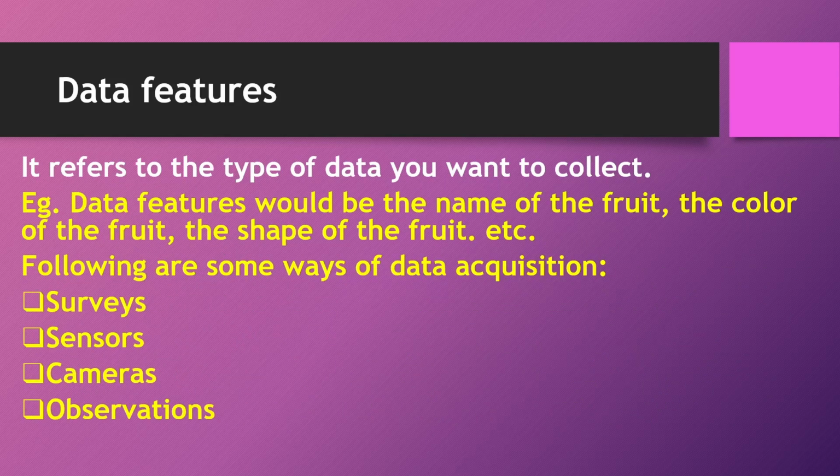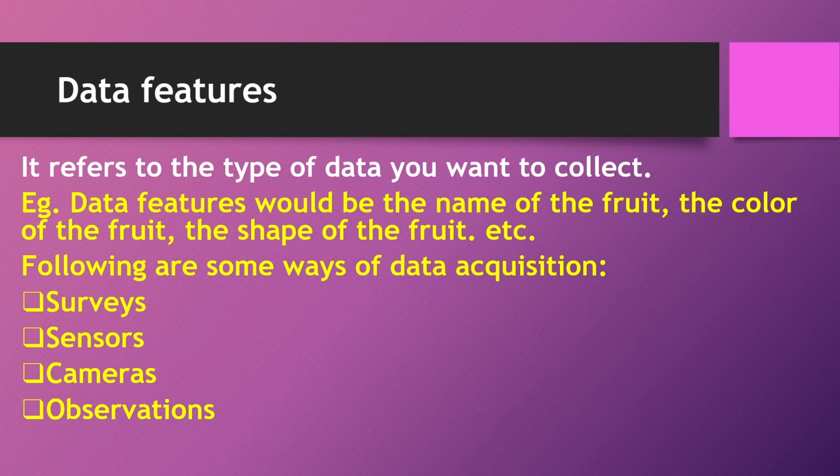Now, students, let us understand another topic, that is data features. Data features come under stage 2 itself, that is data acquisition. Data features refers to the type of data you want to collect, right? The type of data can be in the form of a CSV file, images, text data, or alphanumeric.